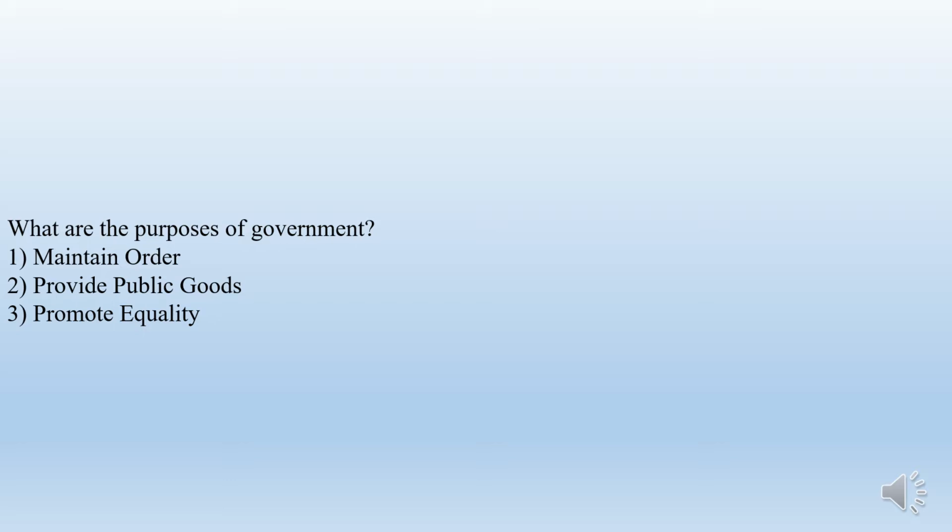Now, what are the purposes of a government? Well, the first purpose is to maintain order. A government must establish the rule of law. That way they can preserve life and protect people's property. The second purpose of government is to provide public goods. These are benefits and services that are available to everyone in society. The third purpose of government is to promote equality. This is to promote policies to work for the betterment of society.